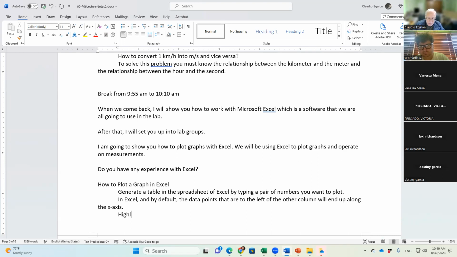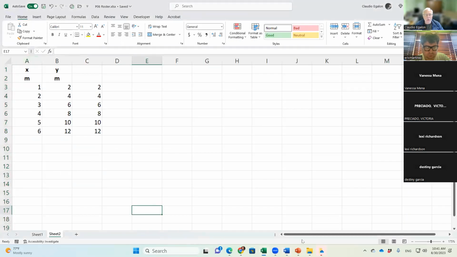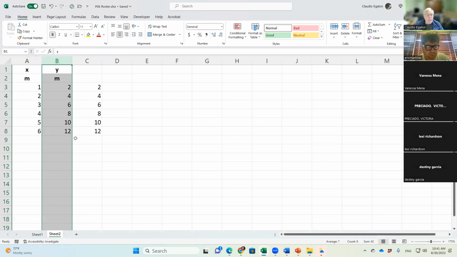Highlight all the numbers in your table to plot a graph. We did that. Make sure you follow that. Here you go, highlight it. This column I already know is going to end up in the x-axis. This one I know is going to end up in the y-axis because it's to the right of the other one. So highlight it.